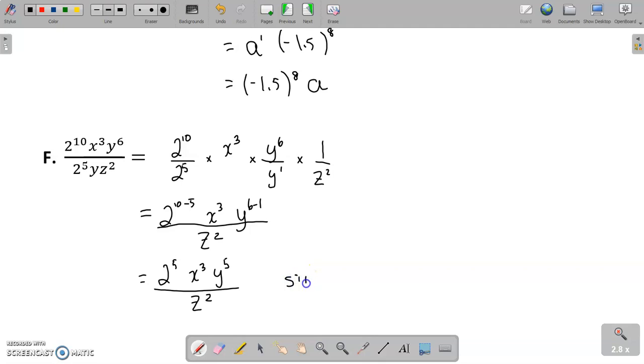And if you were actually to evaluate it, you would put 2 to the power 5 in your calculator and see that it's 32.